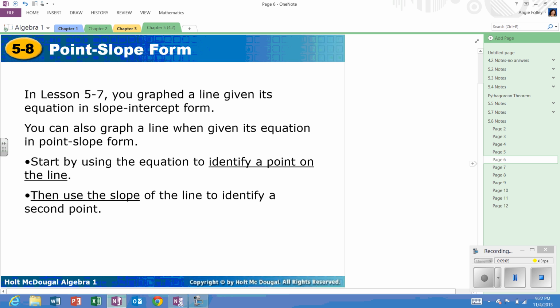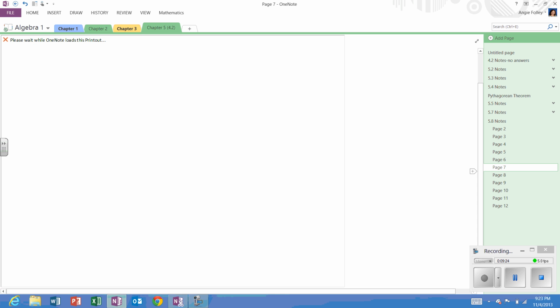So in lesson 5.7, you guys graphed a line if you were given the equation in slope-intercept form, and you could also graph a line when you're given an equation in point-slope form. You're going to start by using the equation to identify the point that's on the line, and then you can get the slope from the equation to count over for your next point. So let's look at an example.